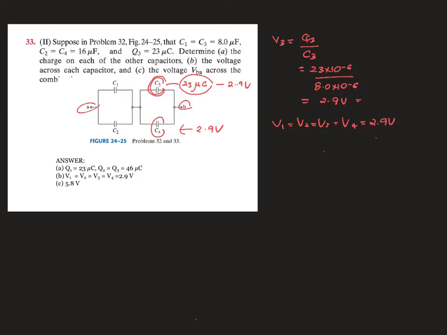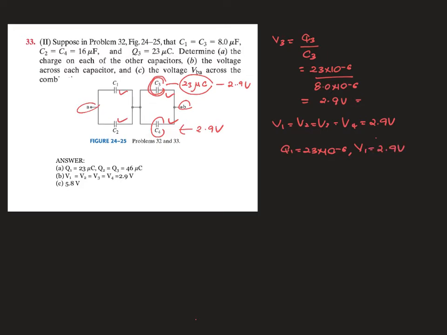The voltage is going to be the same because it's parallel. Accidentally, C1 and C3 have the same value, and C2 and C4 have the same value. So C1 has the same value as C3, therefore the charge for C1 is going to be 23 microcoulomb, and the voltage is 2.9 volt.